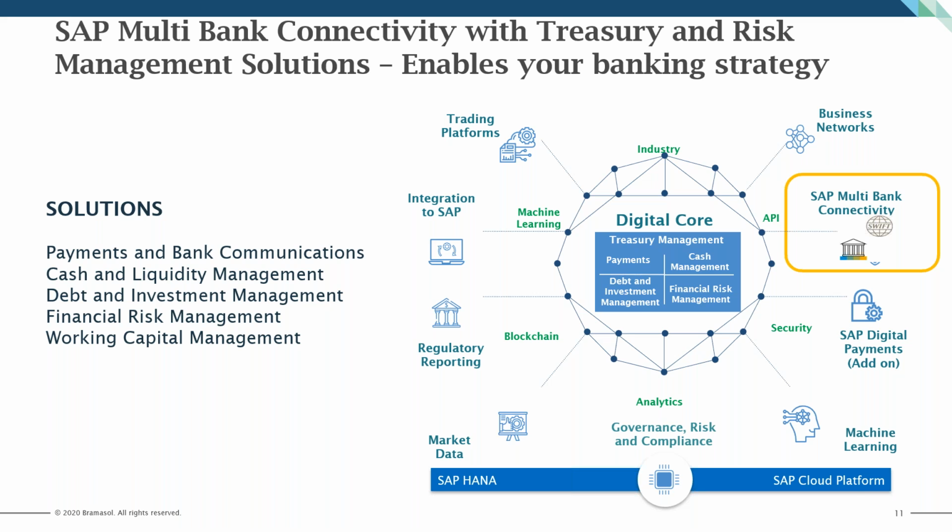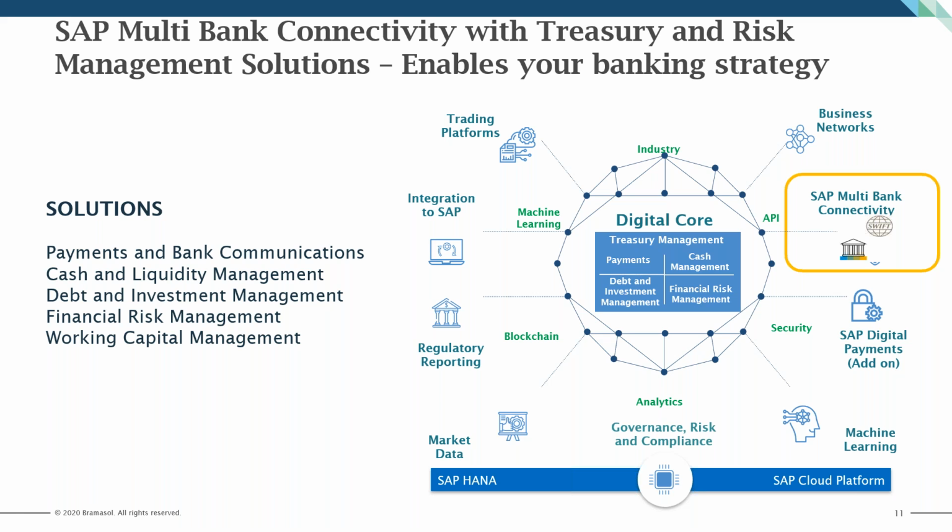Flows coming in or out: AP, AR, Treasury, your payroll, T&E, any kind of payment. It also is the communication, your bank communications for those payments. It has all your cash management, your investment management, your financial risk management.